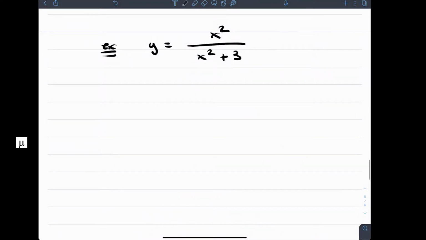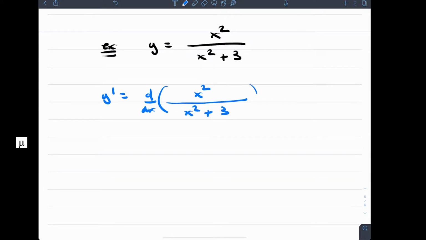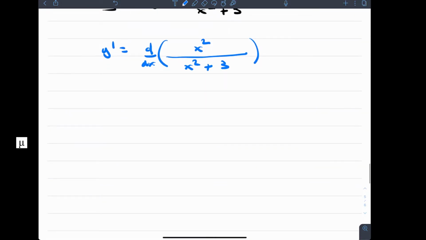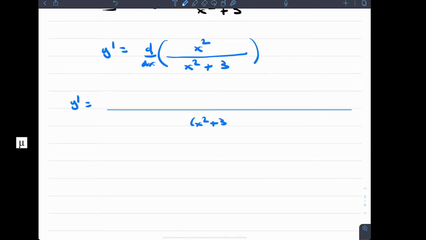So we need the first derivative. Let's get that there. What rule do we use? Quotient rule. We square the denominator. What do you have up here? X squared plus 3. Right, we've got to use quotient rule.